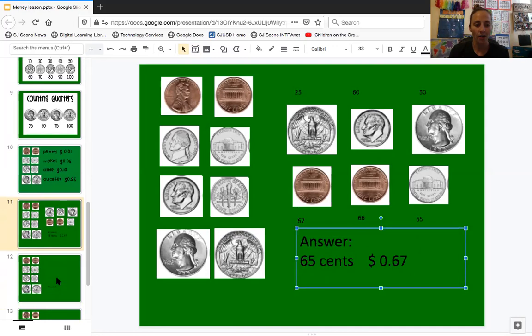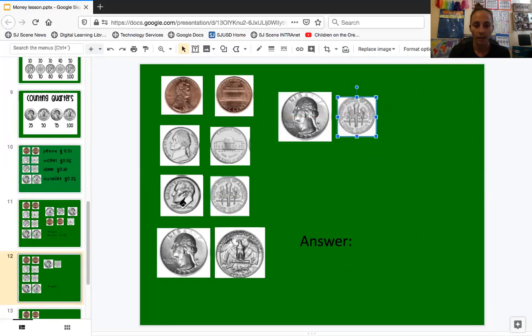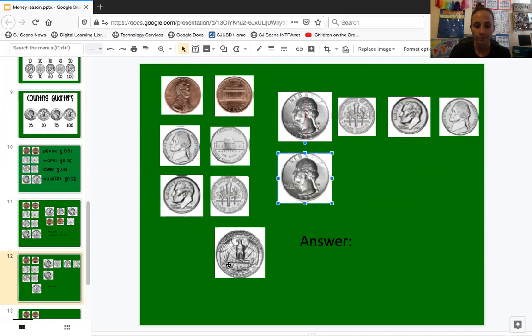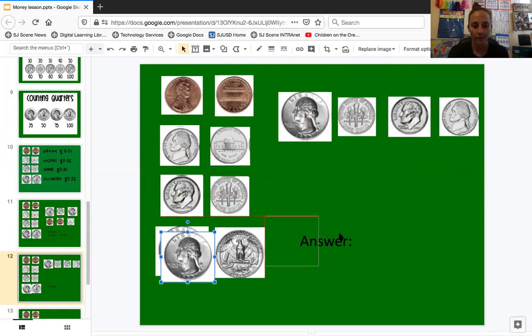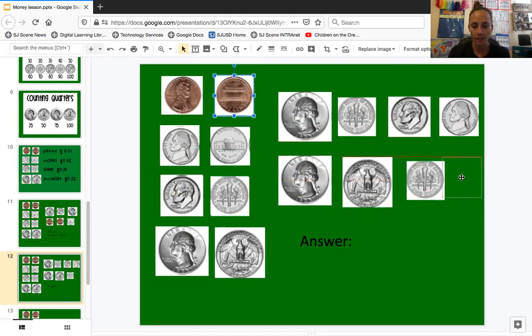Let's try another problem. This one I'm gonna make a little bit more tricky. I'm gonna put a lot of large coins to try to trick you guys. Another quarter. I'm gonna do another quarter, why not? And then maybe one right there and a penny. Okay, I know this one looks scary.